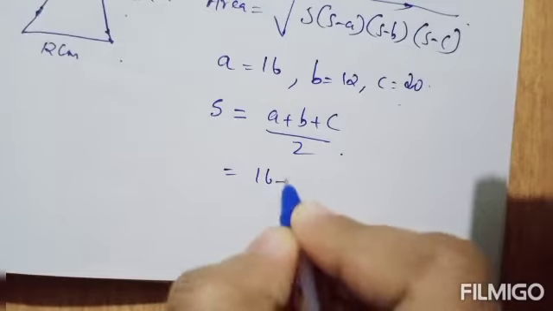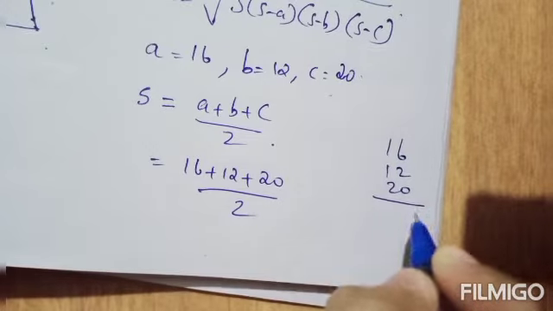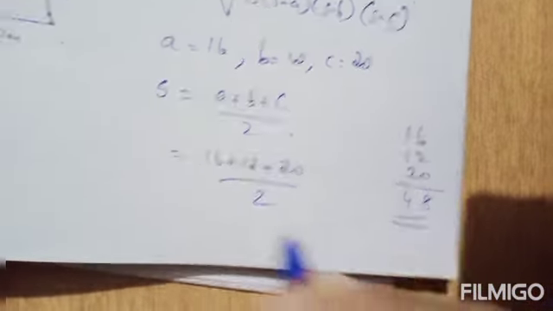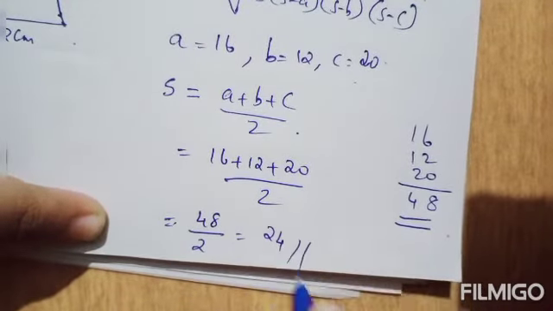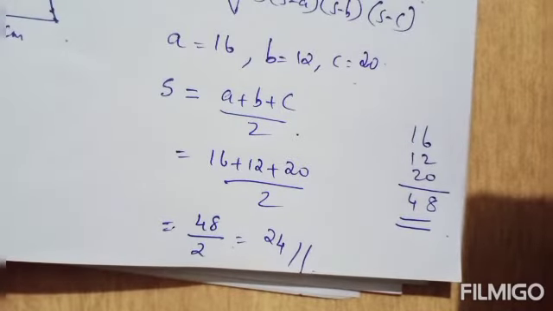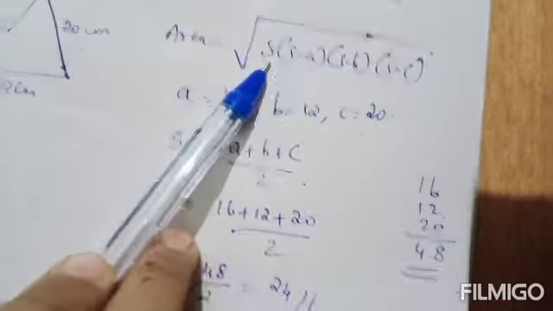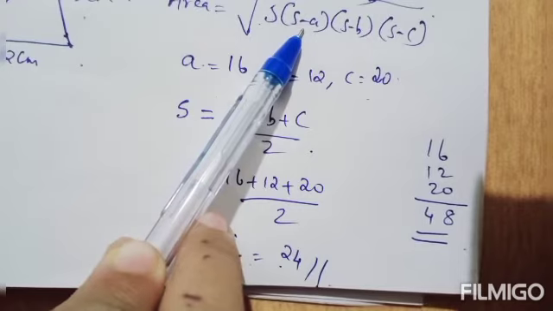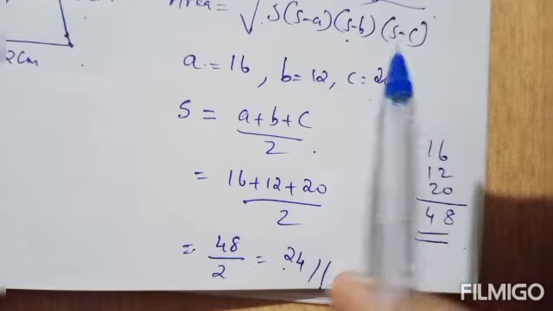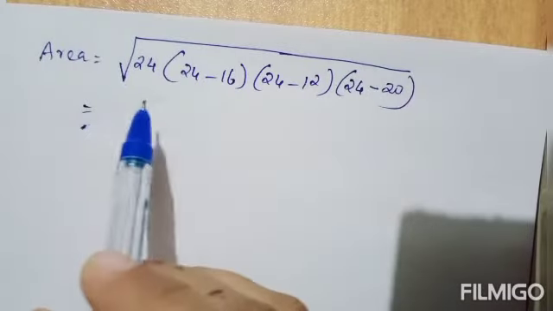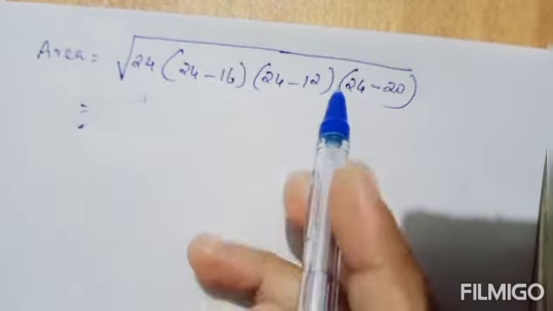That is 16 plus 12 plus 20 by 2. So 16 plus 12 plus 20, what will you get? It is 48. So 48 by 2, you will get 24. This is s. Okay, now you can substitute the s value, a, b, c in this formula. What will you get? 24 into 24 minus 16 into 24 minus 12 into 24 minus 20.